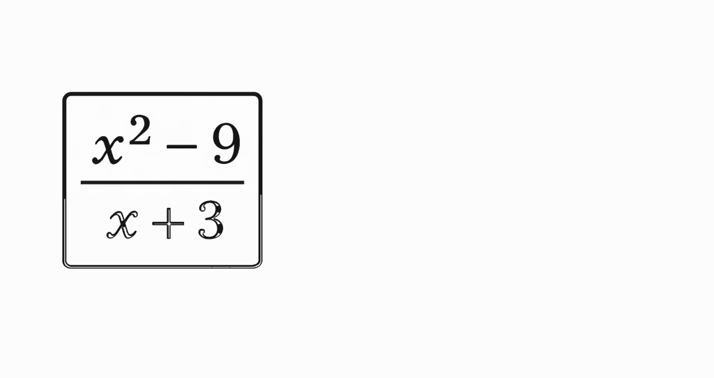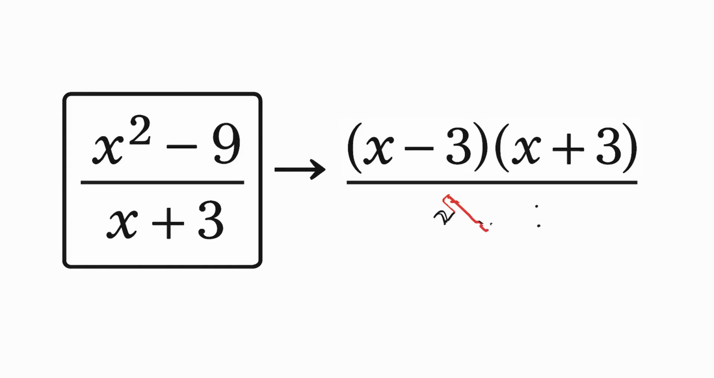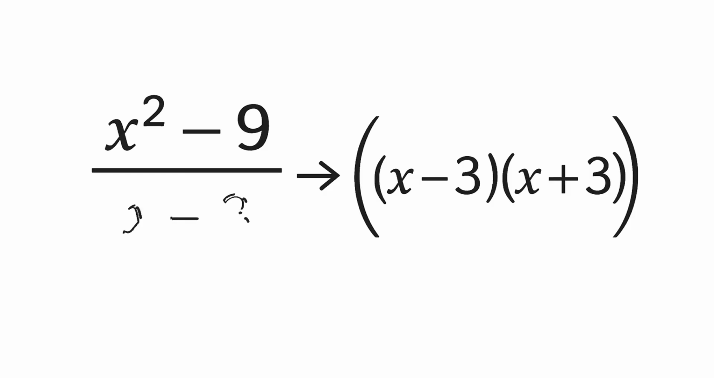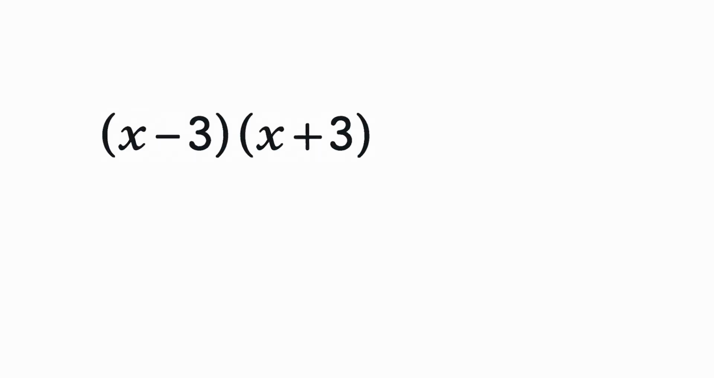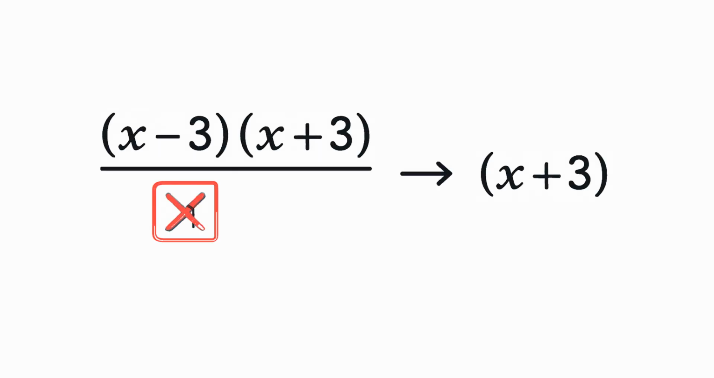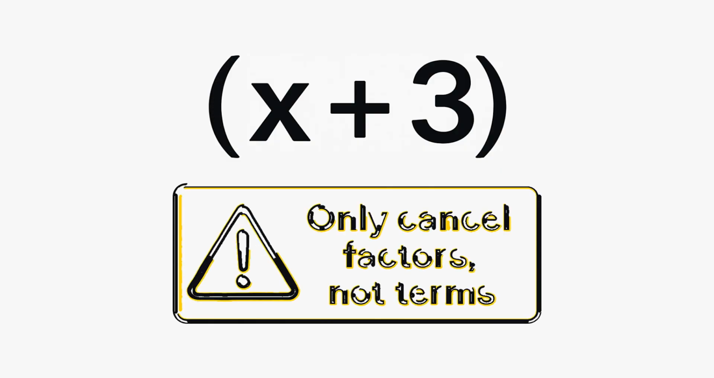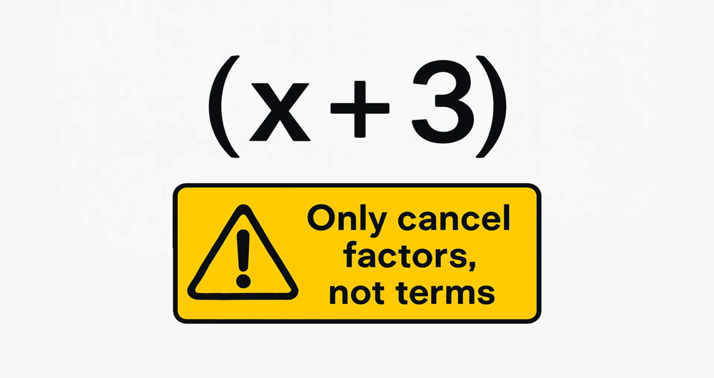The first big skill is simplifying. To simplify a rational expression, we factor the top and the bottom, then cancel any factors that are exactly the same. For example, if we have x squared minus 9 on top and x minus 3 on the bottom, we can factor the top as x minus 3 times x plus 3. Now we see an x minus 3 on the top and on the bottom. Those are matching factors, so they cancel. We're left with x plus 3. One important reminder: we can only cancel factors, not terms that are just being added or subtracted.